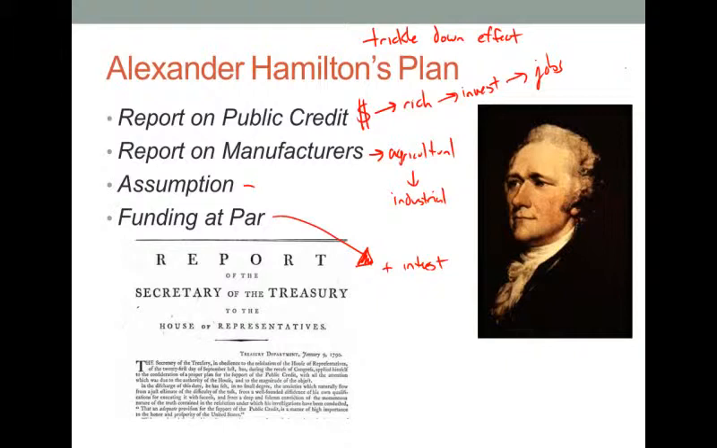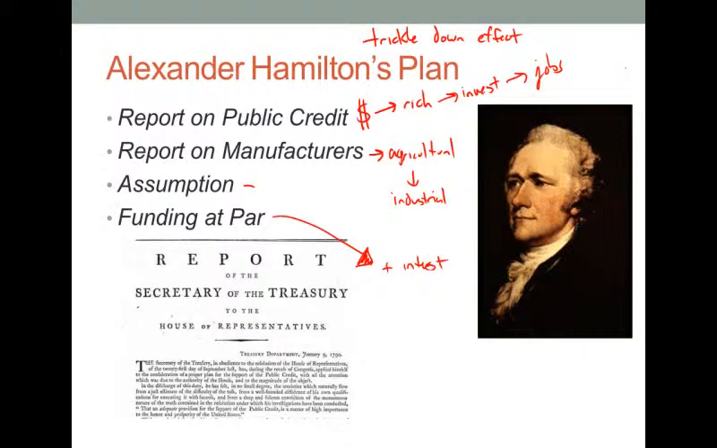So one, he would assume the state's debt. That's called assumption. He would take on the state's debt, and he would fund that debt at par, which means I'm going to pay what the states owe plus interest. So I'm going to pay you all the money that you're due because you lent that money for such a long time. Does that make sense to everyone? This idea of paying it plus interest? That's the basic idea. So some people loved this idea, others hated this idea.